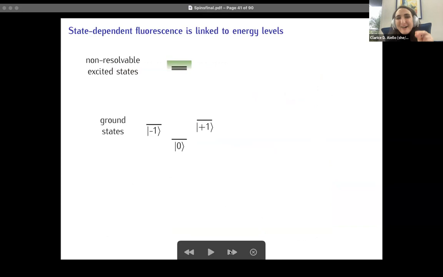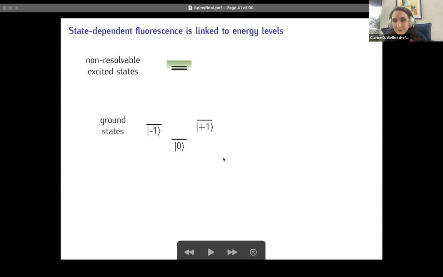The spin state-dependent fluorescence intensity is linked to the energy levels of this effective electron spin that is trapped, and there's a reason why I'm going through this. I mentioned that that particular spin is a spin one, so it has three potential spin levels that I plot here. I call them -1, +1, and 0. You can think about the vertical scale here as energies.